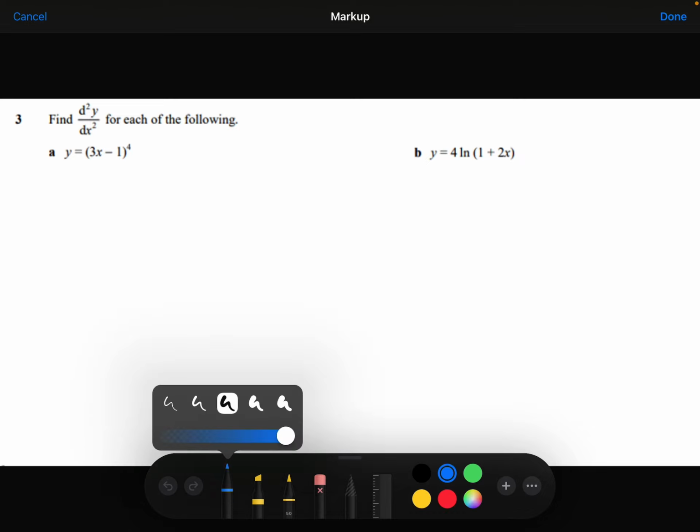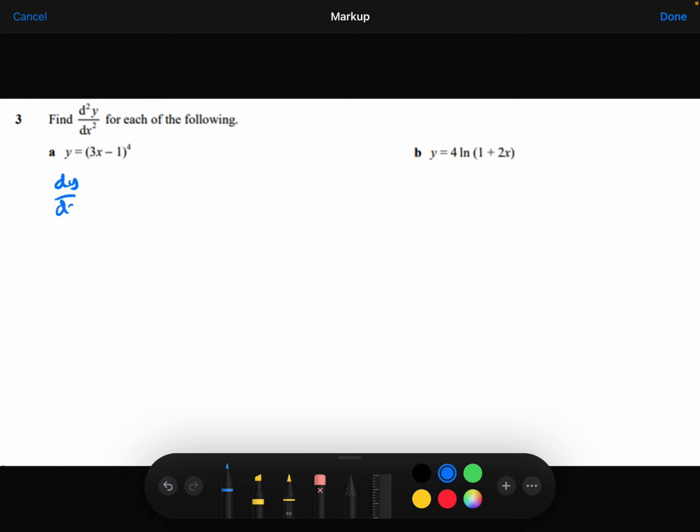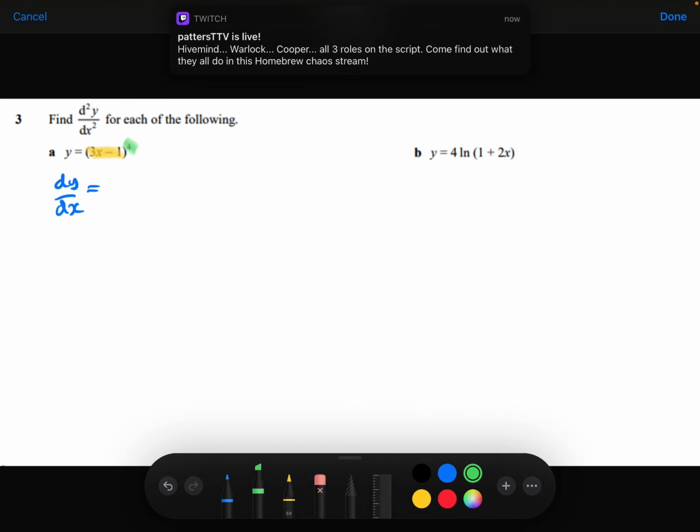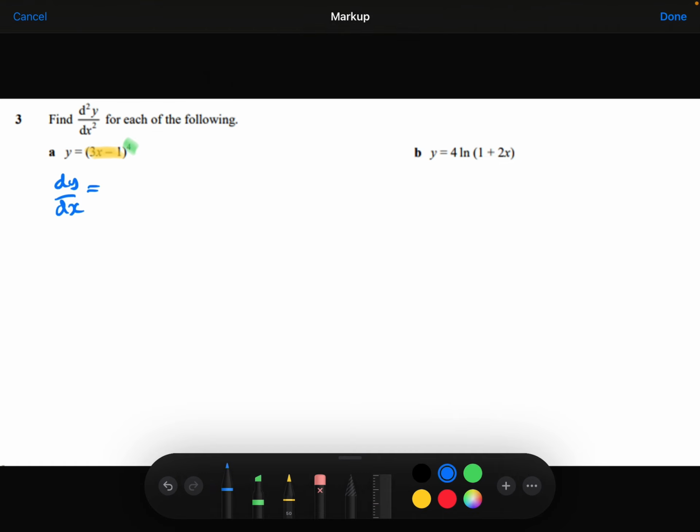So differentiating this, dy by dx, differentiating this for the first time. Well, note that I've got the 3x minus 1 inside the power of 4. So we're going to differentiate the power part first. So we're going to times by 4, and then take 1 away from the power. And then by the chain rule, I have to multiply that by the derivative of the inside. When I differentiate 3x minus 1, I get 3. Simplifying that now then, the 4 times the 3 is 12.